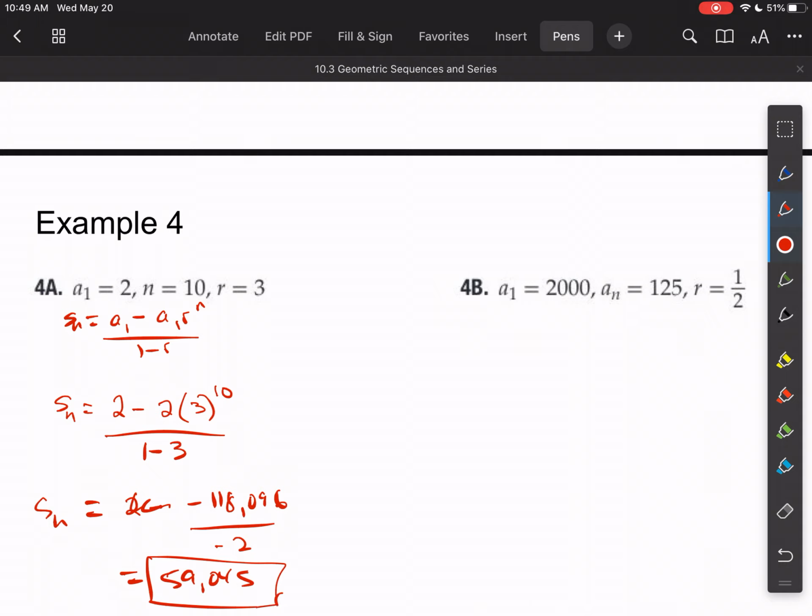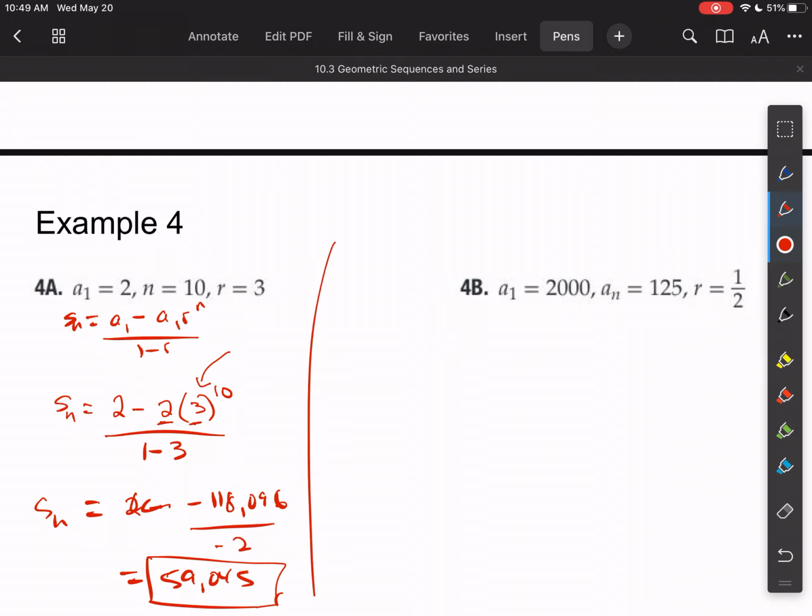Hopefully you're able to do that on your calculators. Make sure that you take 3 to the 10th power first and then multiply by 2. Do not multiply 2 and 3 together first and then take that to the 10th power. That will not give you the right answer. If you're running into the wrong answer, that could be why.